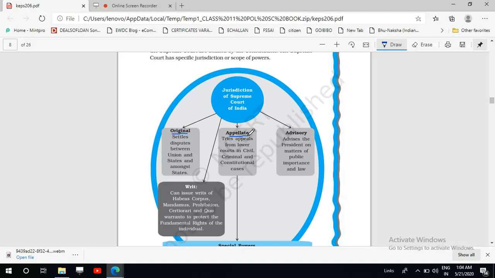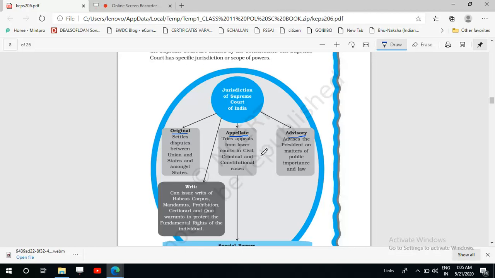Now we will see the advisory jurisdiction. Advisory is that the president is given advice by the Supreme Court. Supreme Court advises the president on any important public matter or any important legal matter. If the president wants advice, then the Supreme Court gives advice to the president.